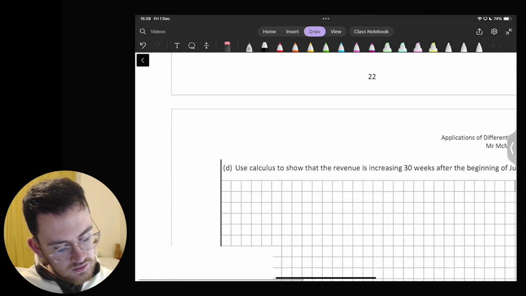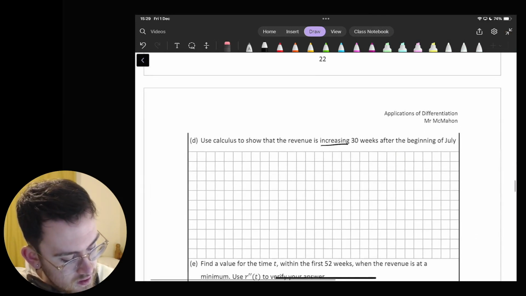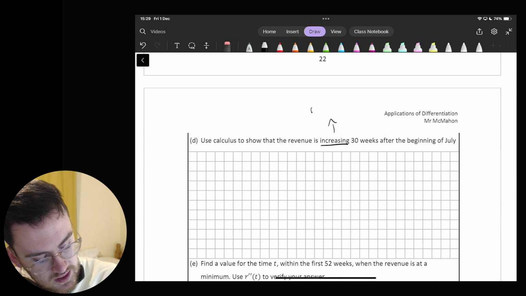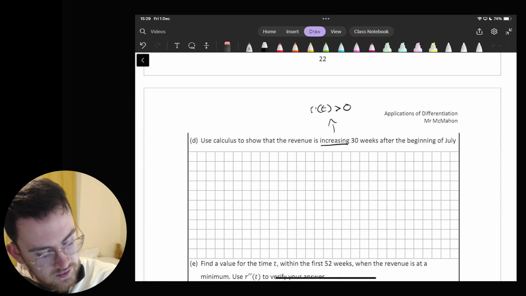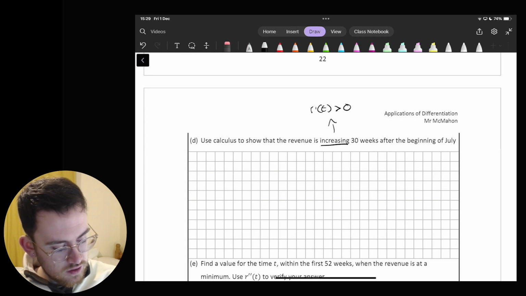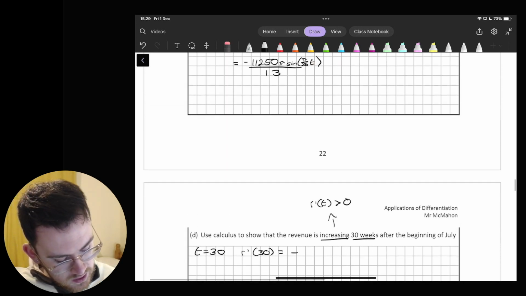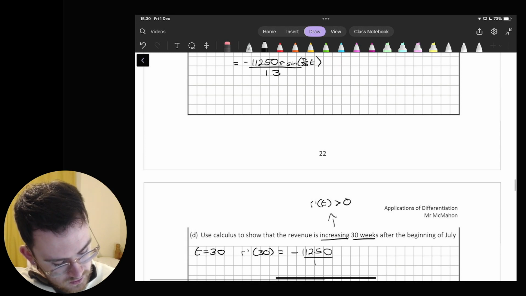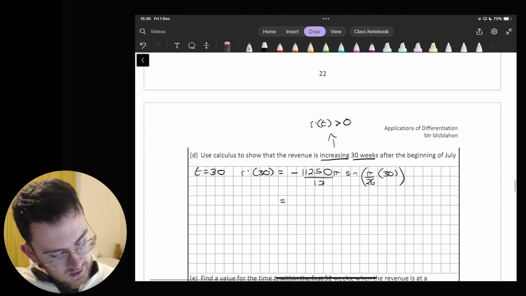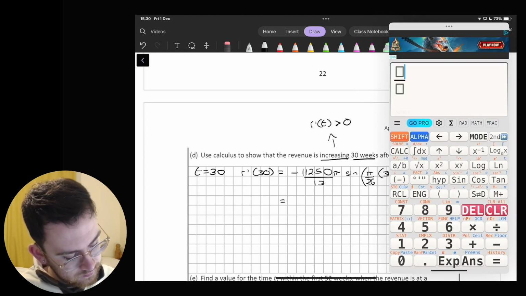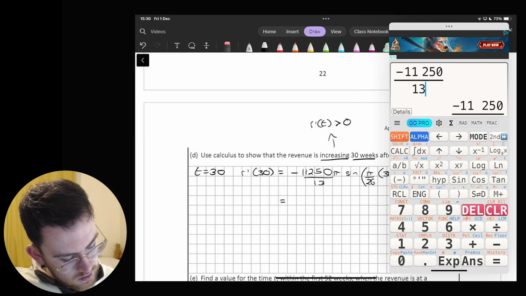So now that we've found the derivative, we need to show that the revenue is increasing 30 weeks after the beginning. So increasing means that the derivative is going to be greater than 0. It's increasing if the derivative is greater than 0, at 30 weeks. So when t is 30, I want to evaluate my derivative. So using my answer from the previous part, minus 11250 over 13 pi sine pi over 26 times 30. And I can substitute all of that into my calculator, just being careful with our calculator work as per usual.